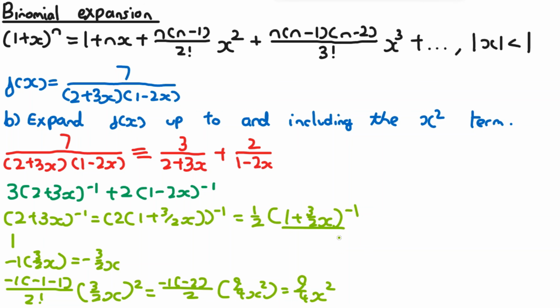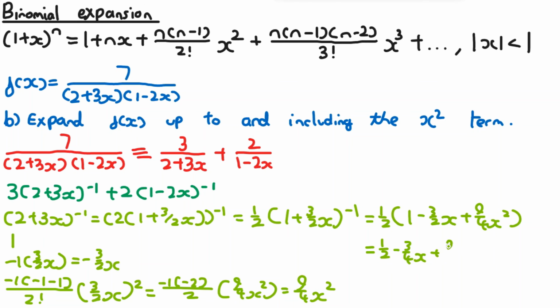So therefore, this bracket here is equal to, remember to leave the half here, this bracket is equal to 1 minus 3/2 x plus 9/4 x squared. Remember again that we only need up to the x squared term here. And then we expand the brackets, expand the half to do 1/2 minus 3/4 x plus 9/8 x squared. So this bracket, (2 + 3x) to the power of minus 1, is equal to this.